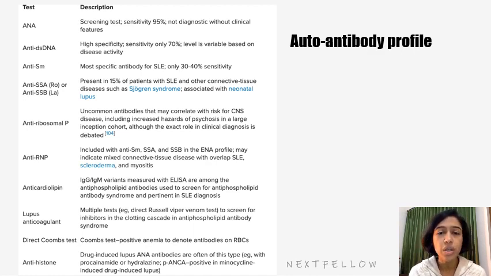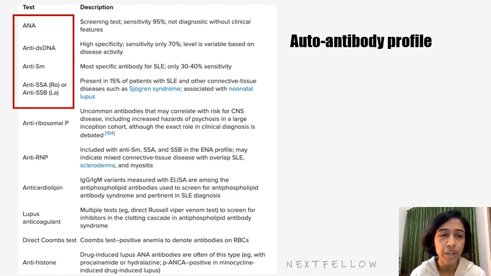Okay, so this is the autoantibody profile. Of course, there are many autoantibodies; the important ones to know are usually these. ANA is very sensitive for diagnosing SLE, though it's not very specific. That means with just an ANA and without any clinical features, you cannot really diagnose SLE. Anti-dsDNA is highly specific for SLE. Anti-Sm is the most specific antibody for SLE. And anti-SSA or Ro and La are usually seen in neonatal lupus and Sjogren's syndrome.